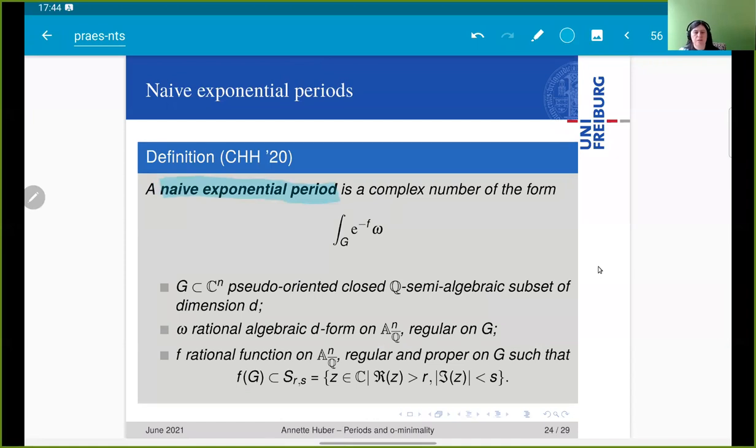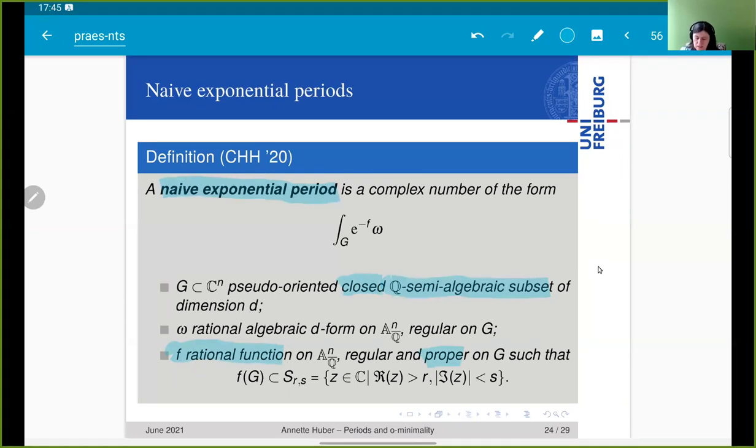We have this definition of a naive exponential period, which looks very much like the definition of a naive period that I gave in the classical case. So again, we have a semi-algebraic subset G of C to the n of dimension d, and there's some orientation. In the classical case, we were asking G to be compact. Now it's only a closed subset, so it's not necessarily compact. Omega is as before, an algebraic differential form on affine space, a rational differential form. And f is a rational function on affine space, so again an algebraic function. And we ask it to be regular and proper. So there's a second compactness condition here. We ask f to be proper on G.